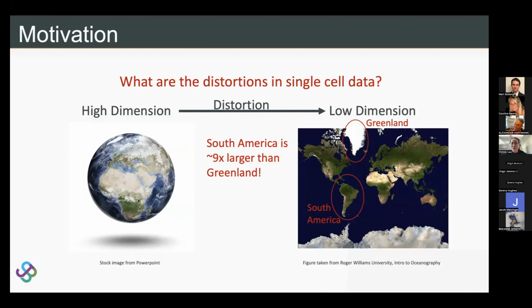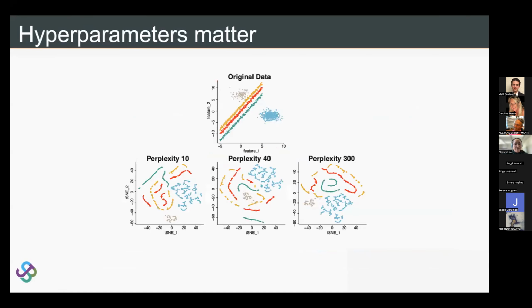And so a related question then becomes, what are the distortions in single cell data? And this is a much harder question to answer because we don't have a physical analog like we do for the globe. And then there's the additional complication that popular methods like t-SNE and UMAP are very sensitive to hyperparameter selection.